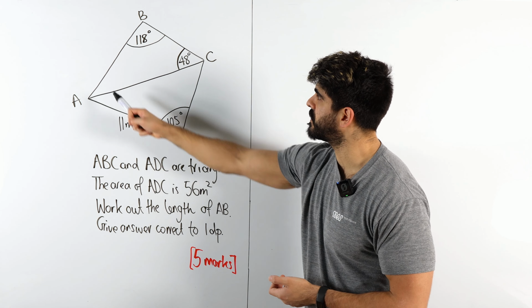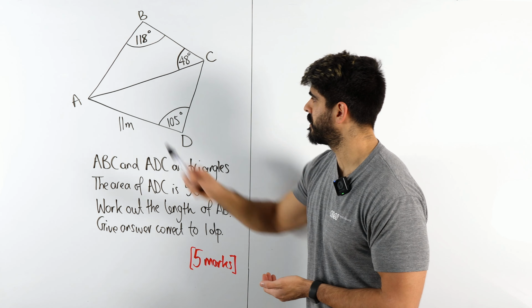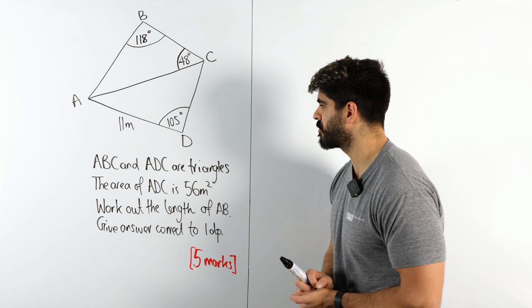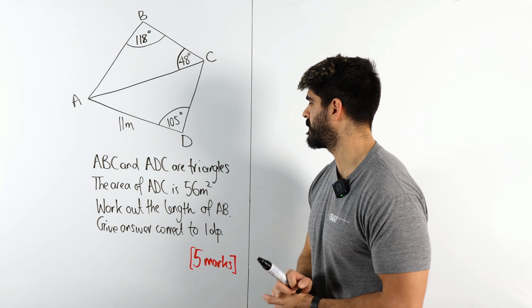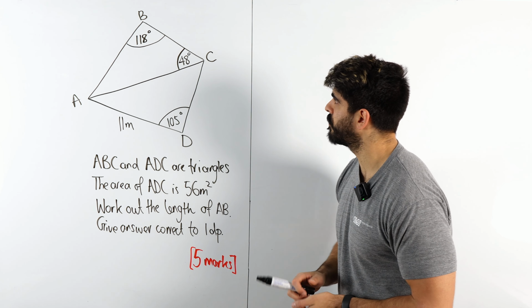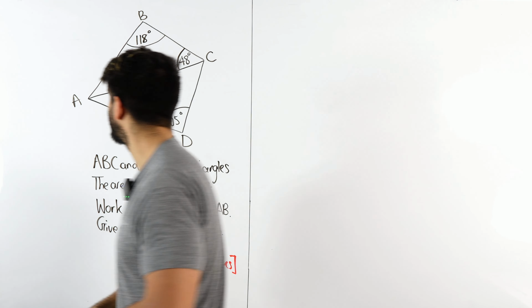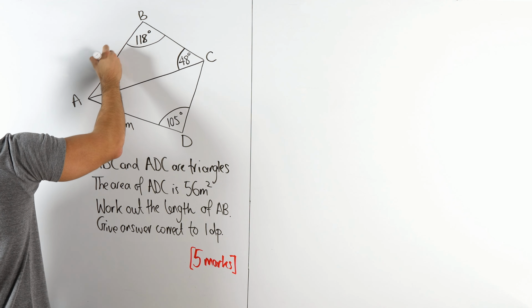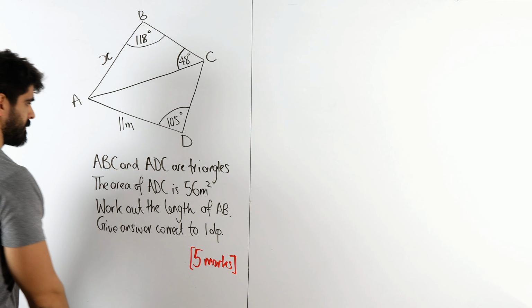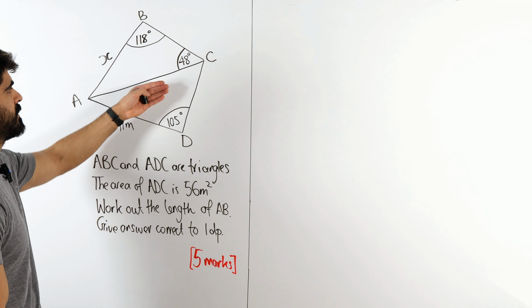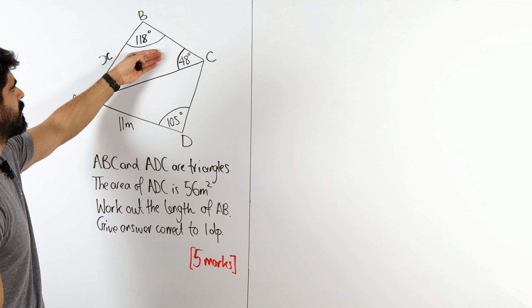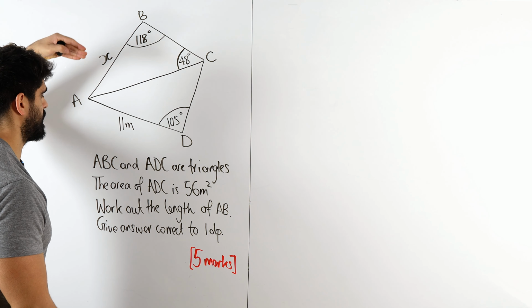It says ABC and ADC are triangles. The area of this triangle ADC is 56 meters squared. Work out the length of AB. Okay, so they want us to find this length here. Let's label it x. We need to somehow form a strategy to work our way from this triangle over to this one to then help us work out x.